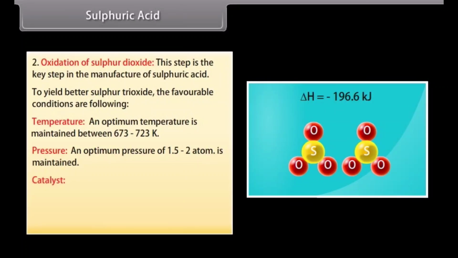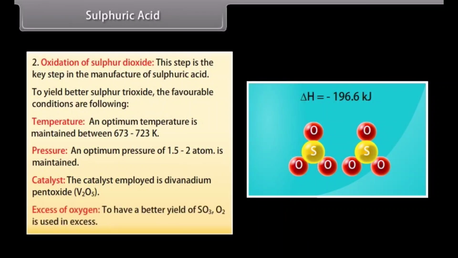Catalyst. At such a low temperature, the reaction is slow. The catalyst employed is divanadium pentoxide, V2O5. Excess of oxygen. To have a better yield of SO3, O2 is used in excess.